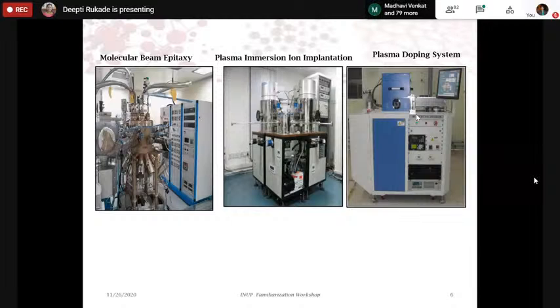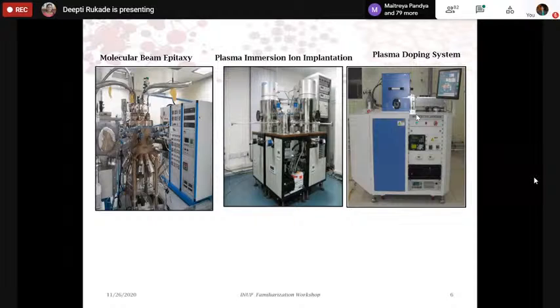So next we move to plasma immersion ion implantation. Ion implantation, if you look at it the complete way, itself forms a great part of physics, and it is used for many experiments, right from nuclear to material modifications to nanostructure formation.